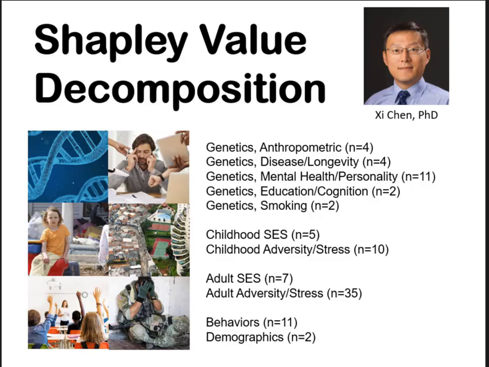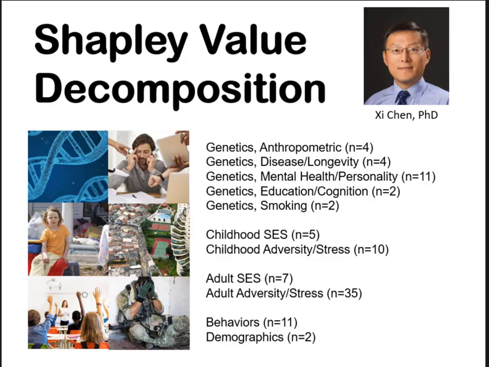So for the Shapley value decomposition method, this is mainly done in collaboration with Shi Chen, who's at Yale, who's an economist who really specializes in this method. So the different variables that we considered in this, HRS provides a bunch of these polygenic scores. So basically, your risk based on genetics for a bunch of different outcomes. So we had 4 different anthropometric outcomes, so things like height, BMI, et cetera. We had 4 different disease longevity outcomes. I think it was parental lifespan. I know heart disease, I forget exactly which ones were in there. 11 of these mental health personality ones, 2 for education and or cognition, and then 2 for smoking.